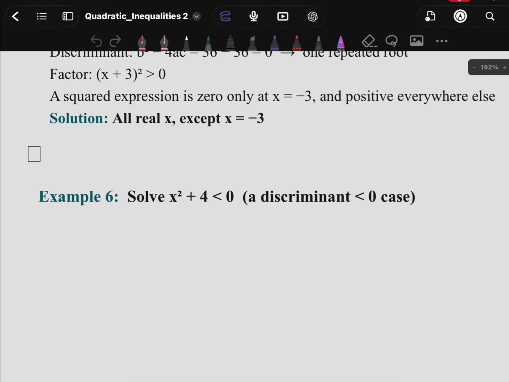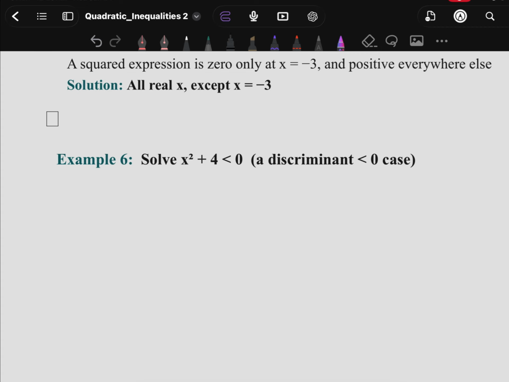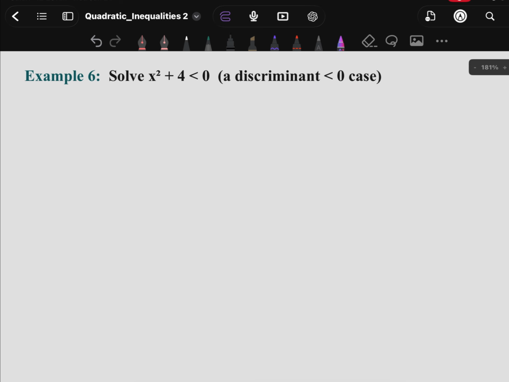Now here is another one, and this is where we finally get off with it. Here it says x squared plus 4 is less than 0, and this is the same exact thing but a little bit different. Well, if you don't know, this is actually unsolvable, so x cannot equal any real number at all. And the reason why we know this is by applying the discriminant.